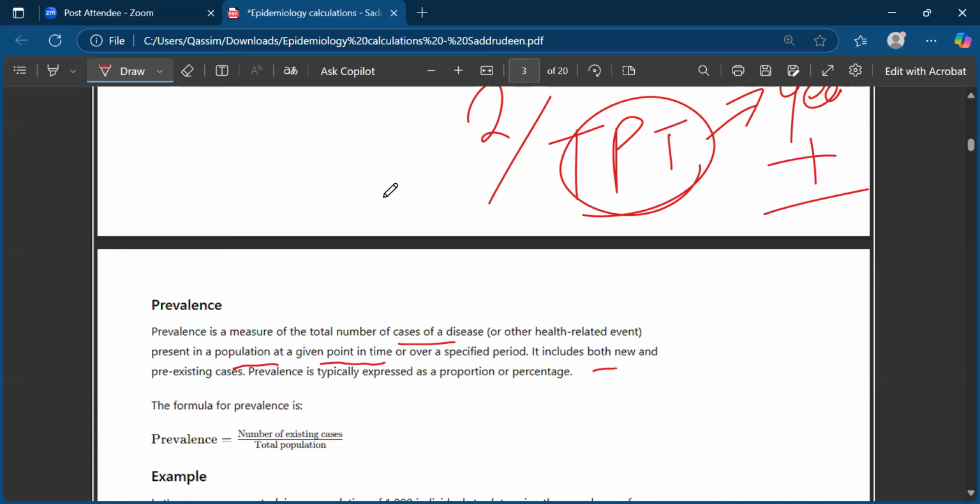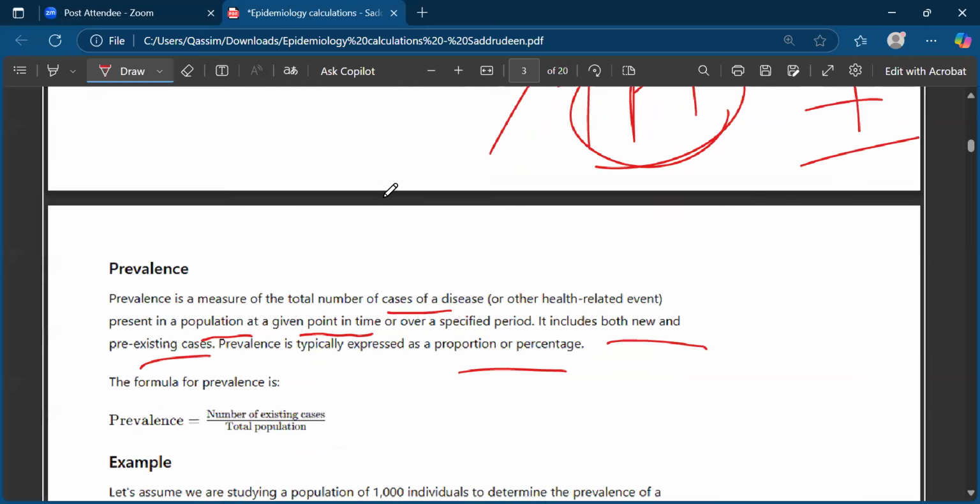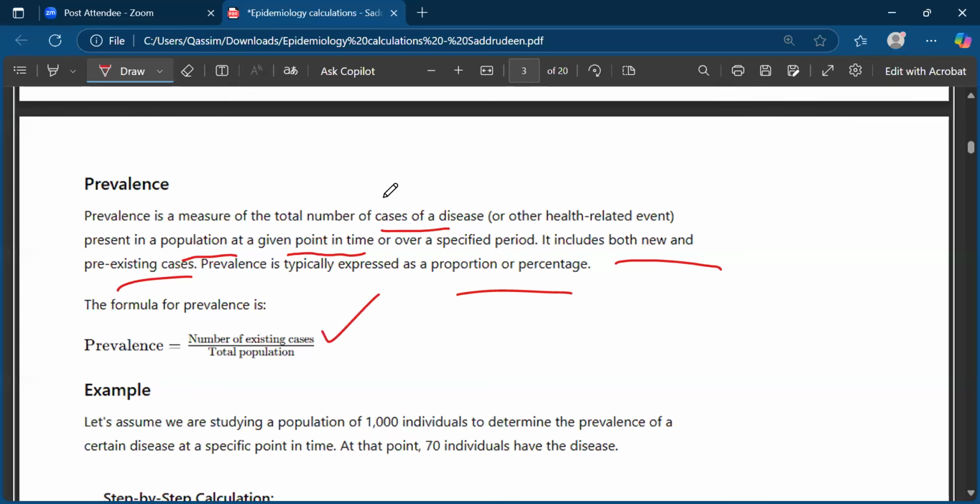And that's why it includes both the new and the pre-existing cases. And it is expressed as a proportion or a percentage. So for example, if I want to do research on how many people are left-handed in the 4th year class, it means at this specific point in time, I want to know how many people are left-handed. And the best study design to use is just doing the prevalence, okay? And the simple thing is, it's the number of existing cases. Remember, in incidence, we said new cases. Prevalence is the existing. How many left-handed people are existing in your class over the total population, okay?